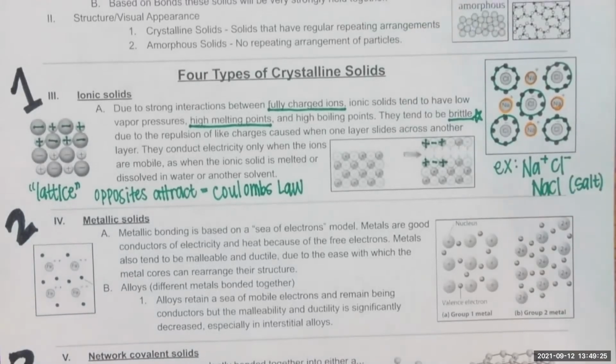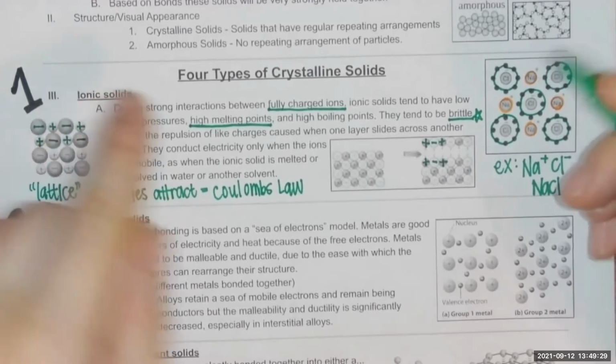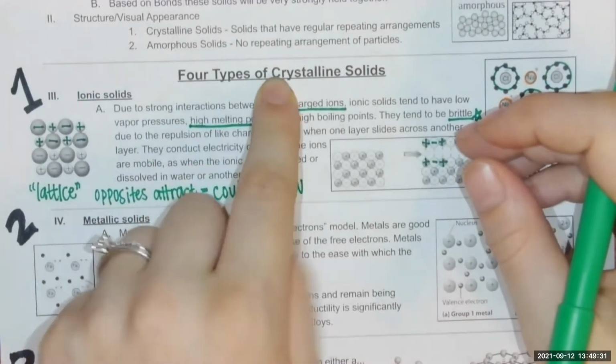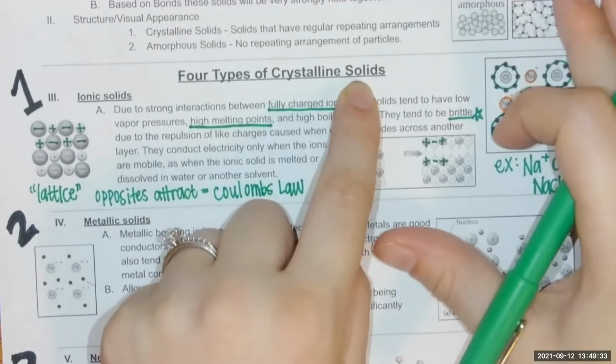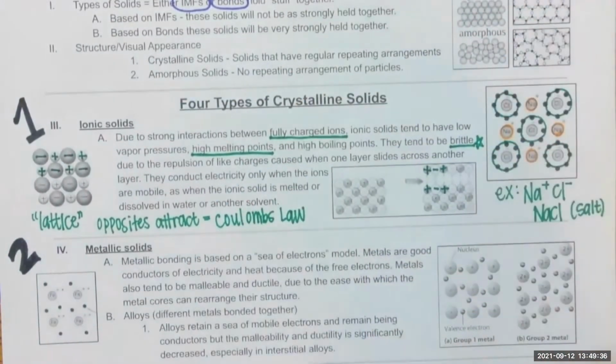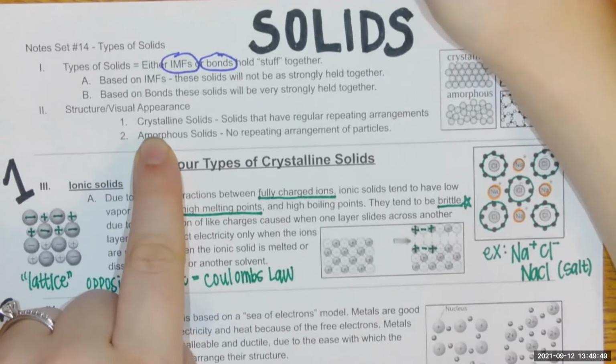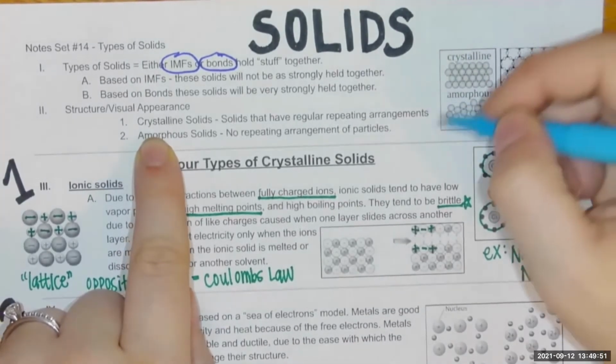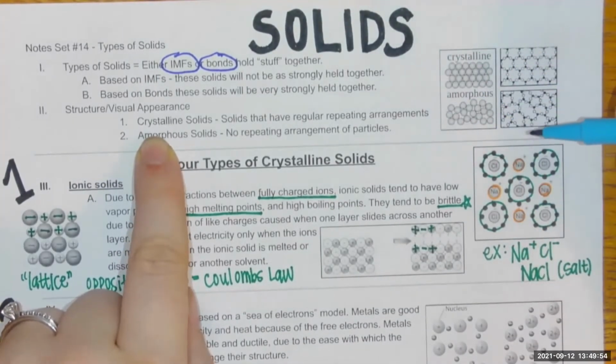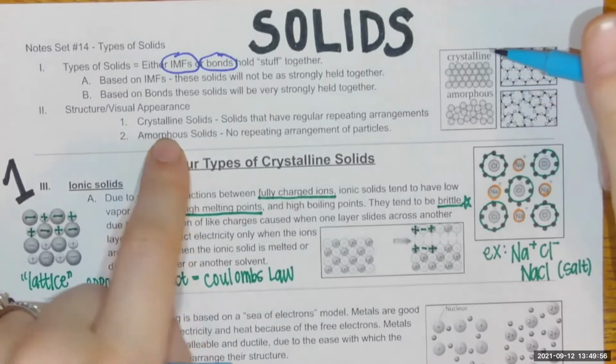Okay, so there's the first type of our solids. 4 types of crystalline solids. Crystalline is the part that I skipped a minute ago. This is just referring to how things are arranged. You can have crystalline solids or amorphous solids. Don't get too caught up on these. We don't really study amorphous. I guess I wouldn't really worry about it.